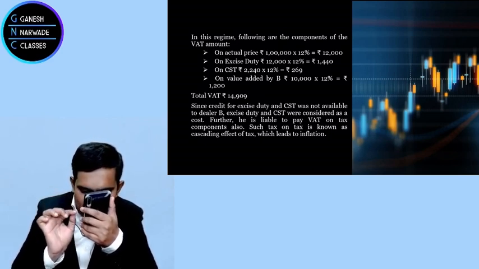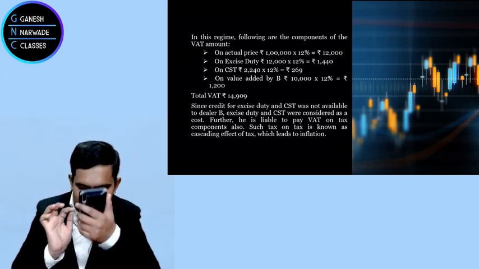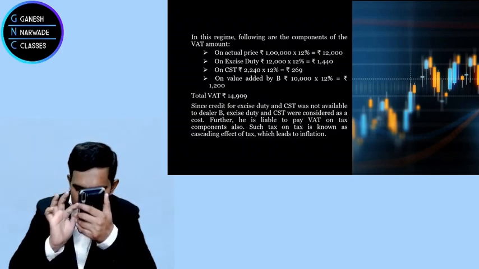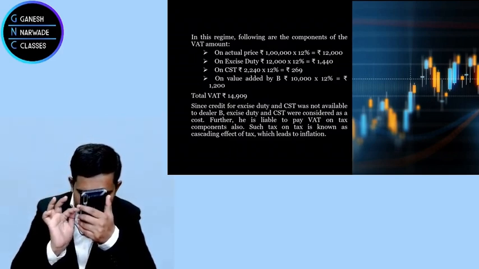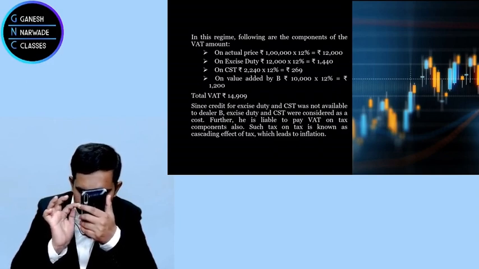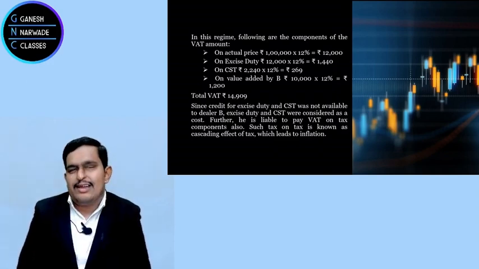And again on your CST, Central Sales Tax, 2,240 was there. On that again 12%. So how much did it come to? 269. Right? This way you paid a huge amount of VAT. And 10,000 is the value addition which B did to C. So 12% again on it. That's fair, not wrong. But taxing again on the excise duty, again on CST is not right, correct?